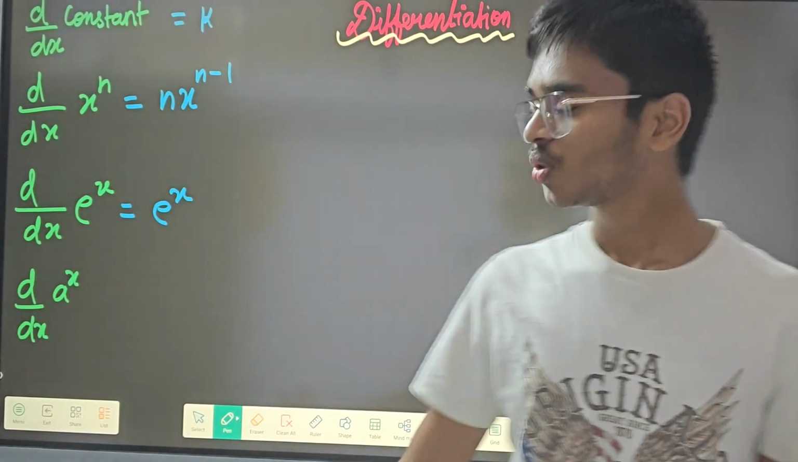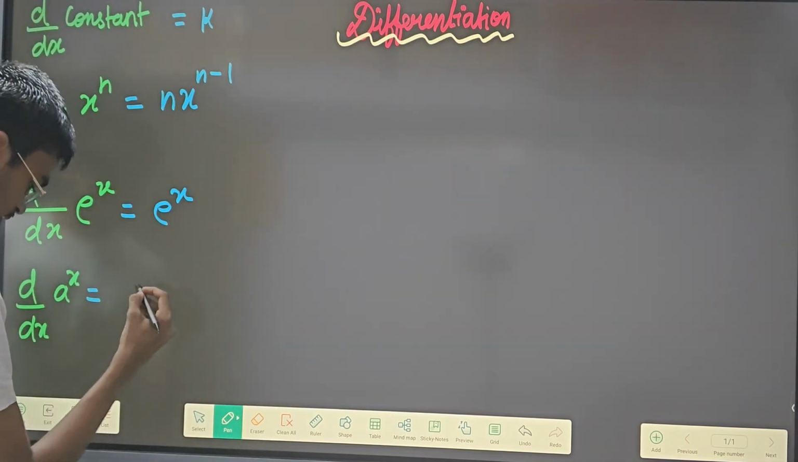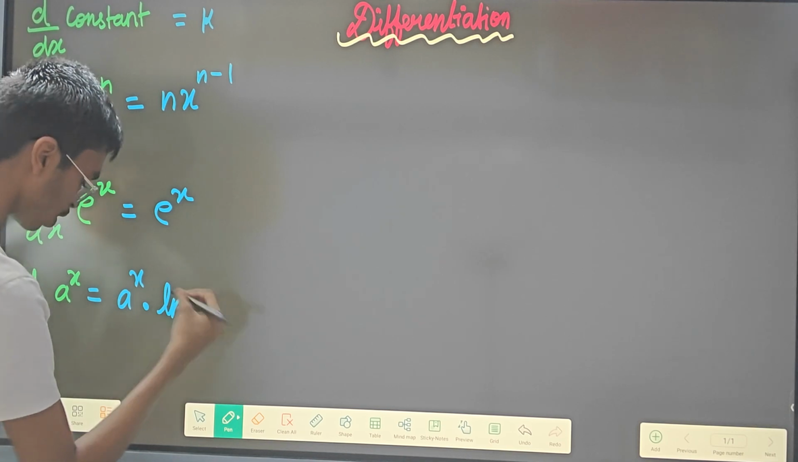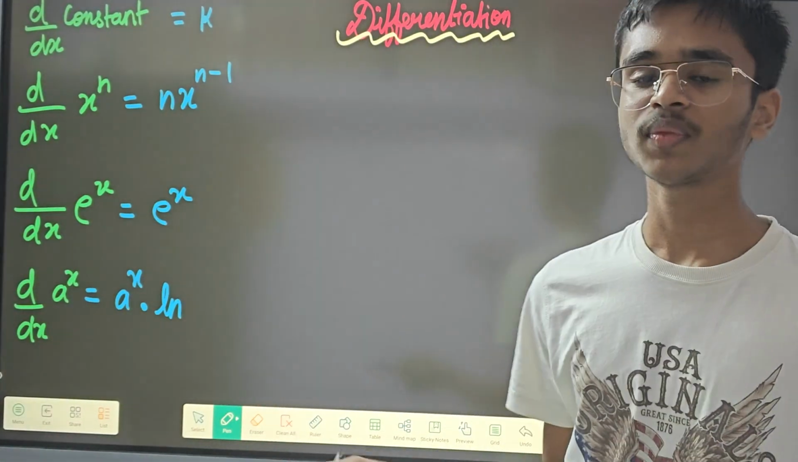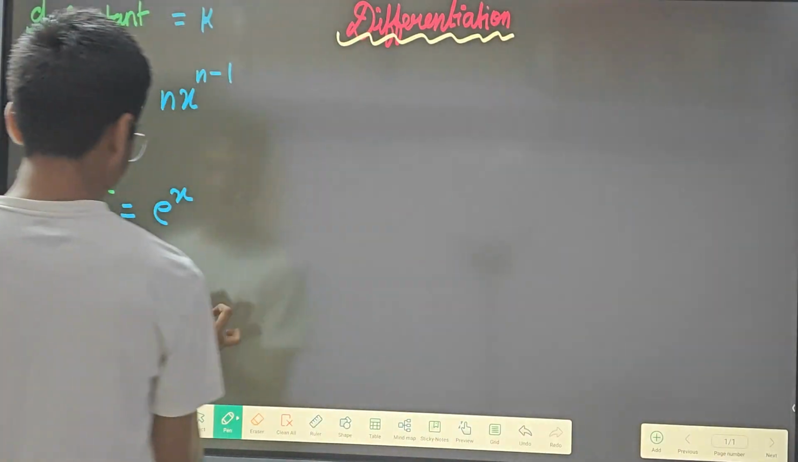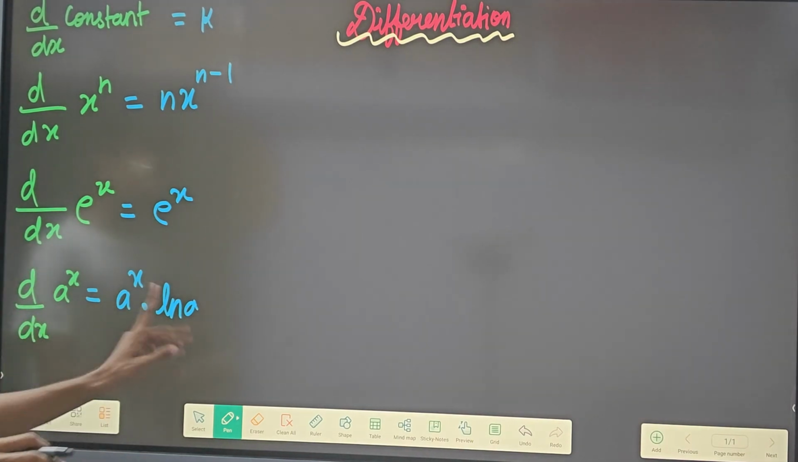So for this, how will you differentiate it? You can say it as a to the power of x into natural logarithm, which means the base is e. That's the difference between common logarithm and natural logarithm. Sorry, this is not into natural logarithm, but into natural logarithm of a, where a is a constant.